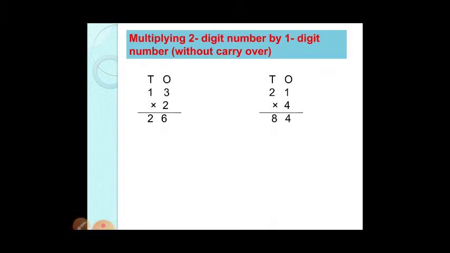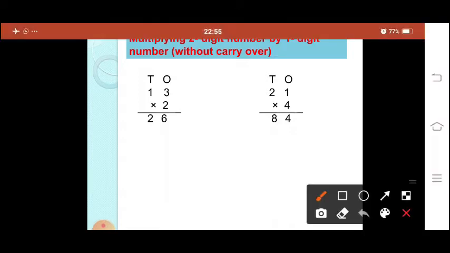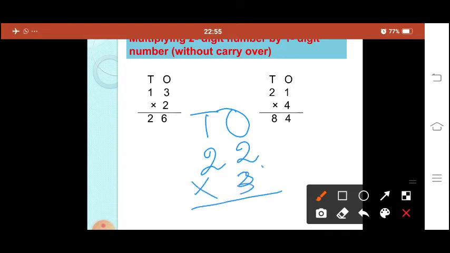Let's take another example. Tens, ones. 22 multiplied by 3. 3 twos are 6, and 3 twos are 6. So 66. Why do we call this without carryover? Because here we are not carrying any number. The number we are multiplying is giving a single digit number each time.